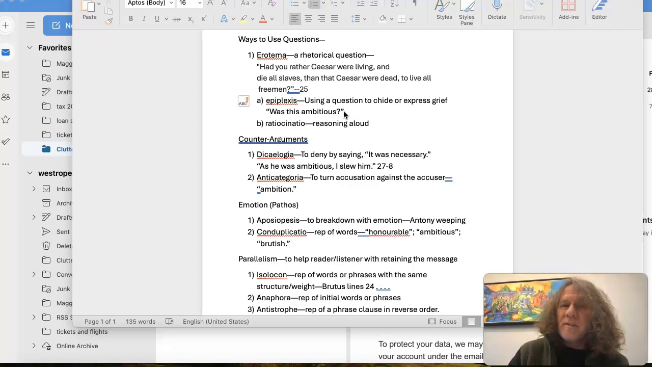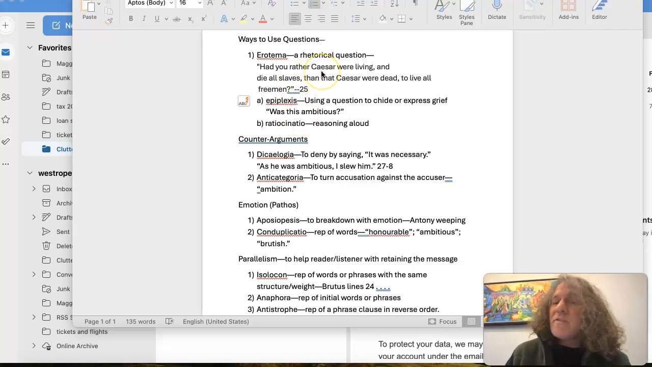So let's go with a brief list here, starting with number one that you see. I'm going to highlight a few of these for you, and hopefully you can apply them to your writing. A rhetorical question is called an erotema, and it is an overarching kind of term. It just means any kind of rhetorical question. A rhetorical question has an answer implied, but it can be broken down into further parts. One of those is epiplexis. Another is called ratiocinatio. But let's start back with erotema.